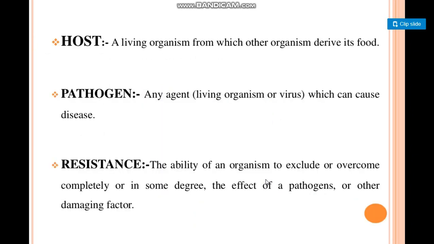Host: a living organism from which another organism derives its food. Pathogen: any agent, living organism or virus, which can cause disease. Resistance: the ability of an organism to exclude or overcome, completely or to some degree, the effect of pathogens.